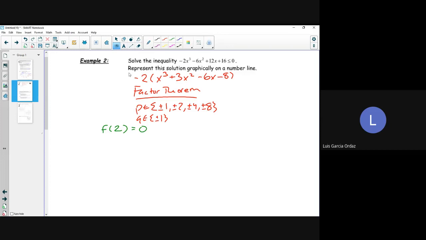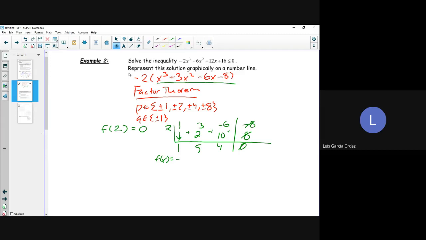We're going to use synthetic division. So we have the 2. Remember, we're just focusing on what's inside the bracket. So you have coefficients of 1, 3, negative 6, and negative 8. Like we learned last unit, you drop the first one. 1 times 2 is 2. Then we get 5, 10, 4, 8, and 0. So what we're left with is f of x.